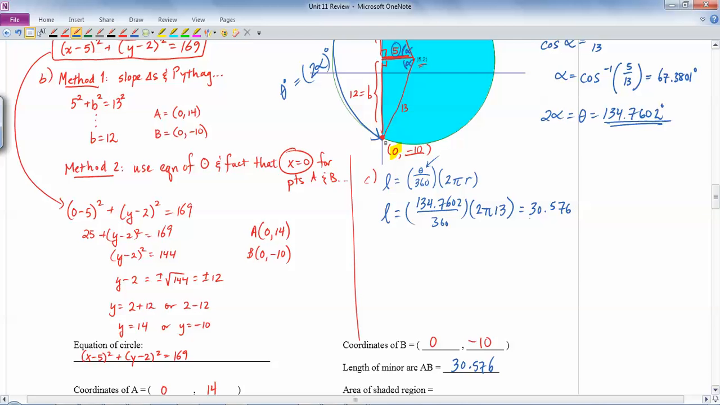But since it says what's its length, you're looking for something besides degrees there. Well, in this case it's units, but normally it would be like inches, something like that.